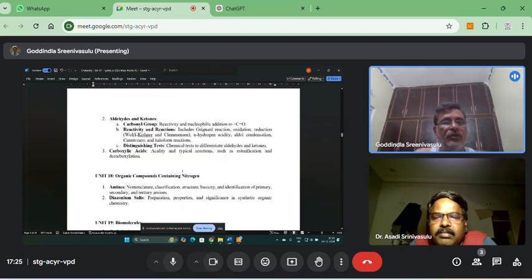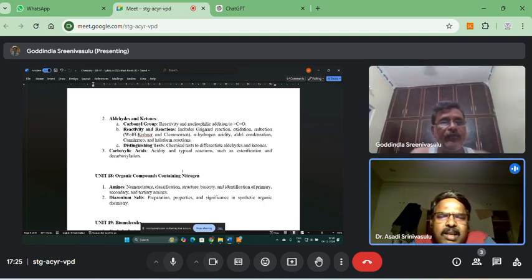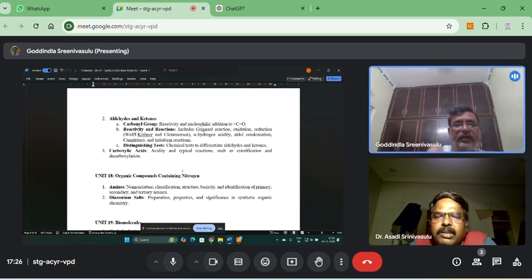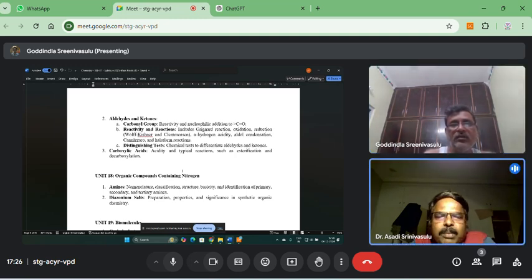Then aldehydes and ketones. Aldehydes, carbonyl group C double bond O. Carbon is making two bonds with oxygen, two electrons shared. Give an example.